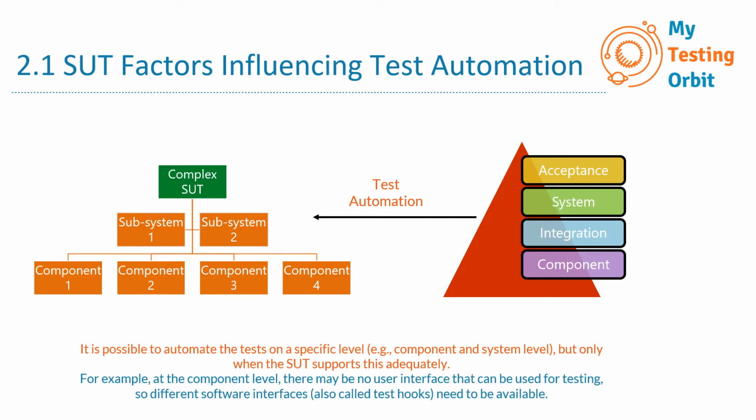For example, at component level, there may be no user interface that can be used for testing, so different software interfaces, also called test hooks, need to be available. Alright, so what are test hooks? Hooks basically allow us to pull complex behavior out of the components into concise functions, which makes testing easier.